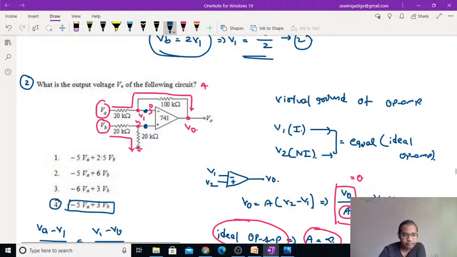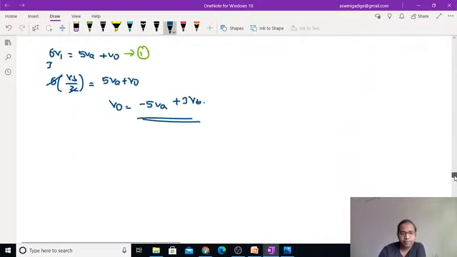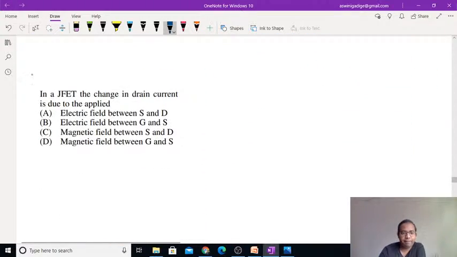Fine. So that was the second question. And coming to the third question. The third question: in a JFET, the change in drain current is due to the applied.